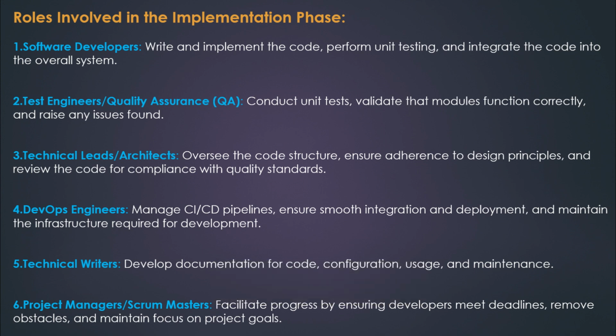4. DevOps engineers. Manage CI and CD pipelines, ensure smooth integration and deployment, and maintain the infrastructure required for development. 5. Technical writers. Develop documentation for code, configuration, usage, and maintenance. 6. Project managers or Scrum Masters. Facilitate progress by ensuring developers meet deadlines, remove obstacles, and maintain focus on project goals.